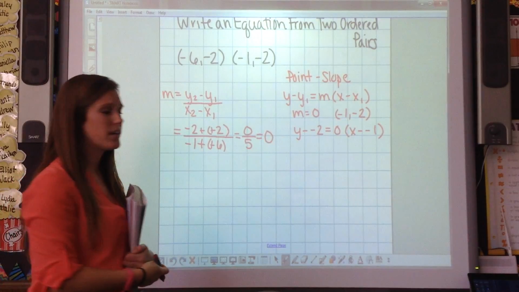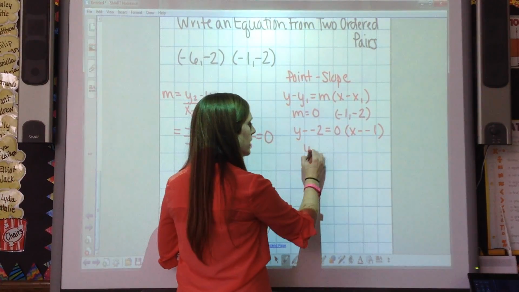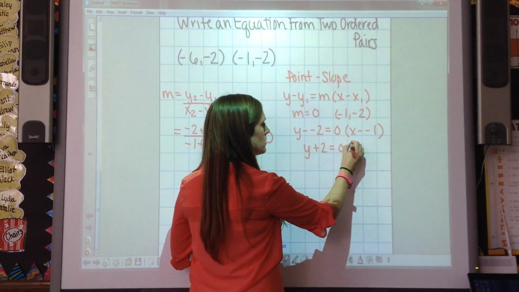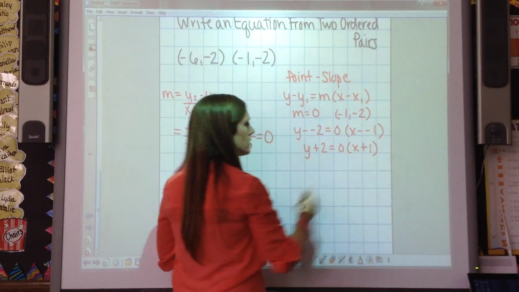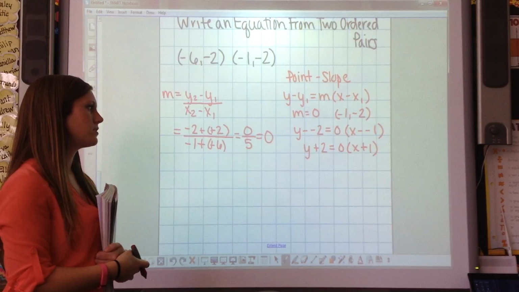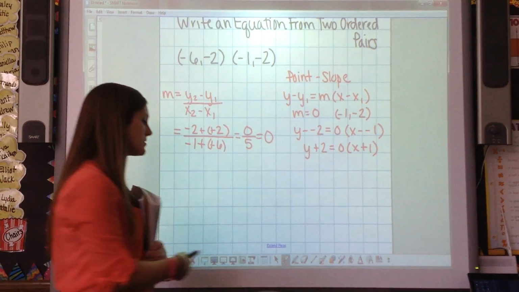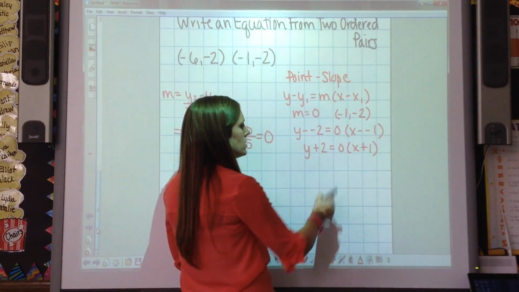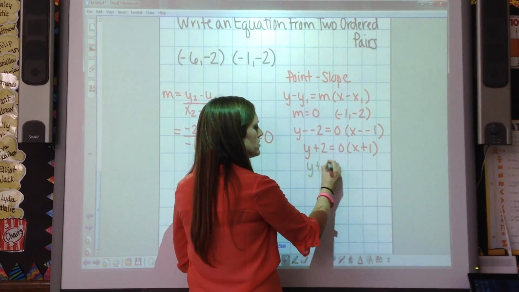We can't have double negatives. Two negatives make a positive. Okay. And I did create an equation, but it's not in standard form. Our goal is to put it in standard form. I need the x and the y on the same side of the equal sign. So I have to use the distributive property first.